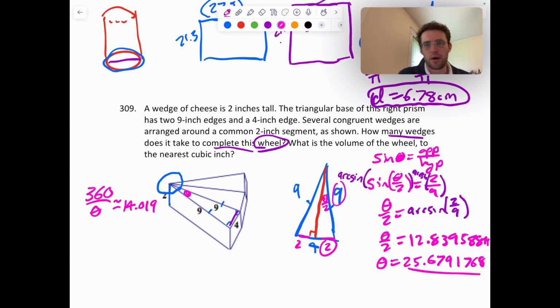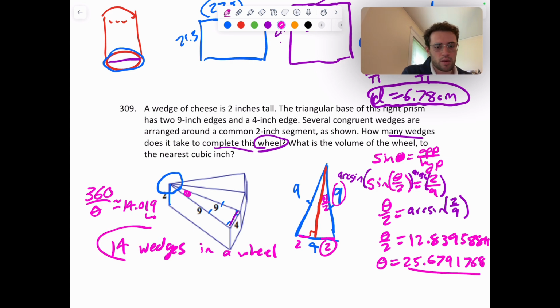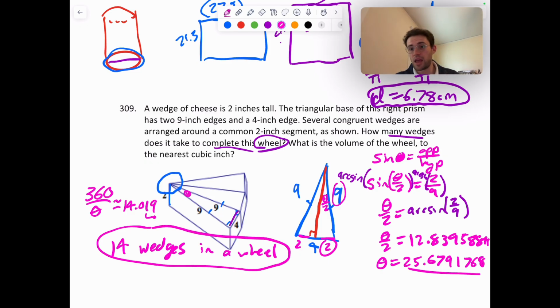Okay, so 14.019, which we would say, you're not going to put 1/100th or 2/100ths of a slice into it. So we'll round to the nearest whole number. That should be 14 wedges in a wheel. Now there will be a little bit of airspace there between the wheels, but 14 full wedges can fit in there.